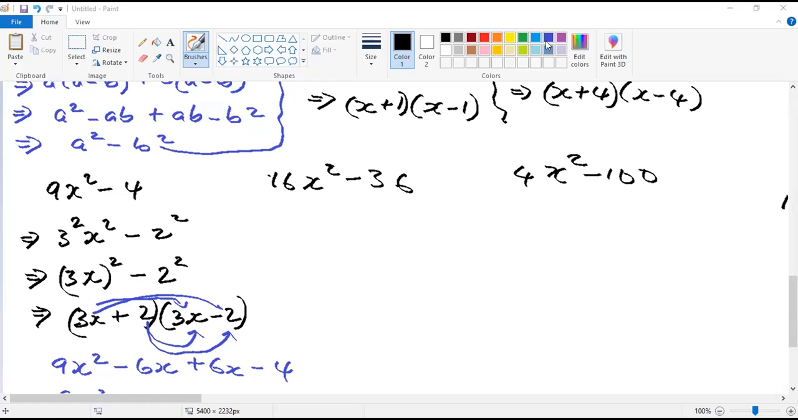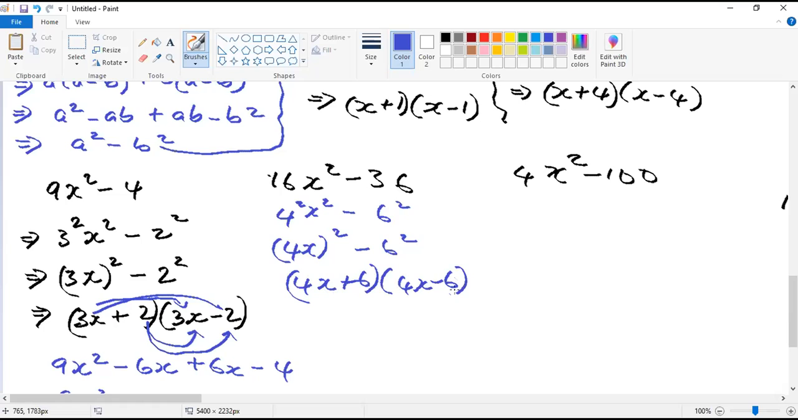All right, tell me what we're doing here. For the first one, I have 4 squared, x squared, minus 6 squared. Then I have 4x, open close bracket with a square outside, minus 6 squared. When I factorize, I have 4x plus 6, and then 4x minus 6. Great, that's exactly how it's done. All right, good. Amor, you got that?